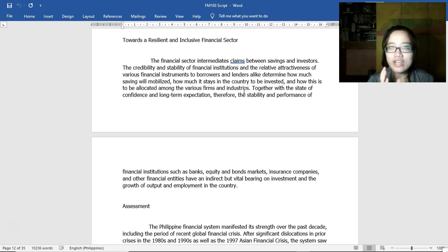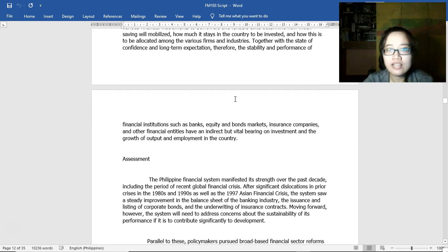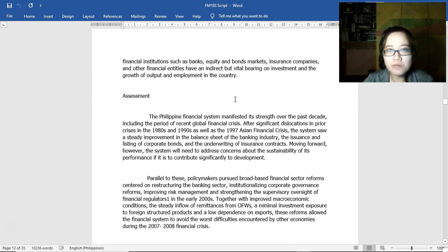So in a way they are playing their role in the growth and development of certain industries or certain companies. Mostly it's at the industry level. Okay, assessment.